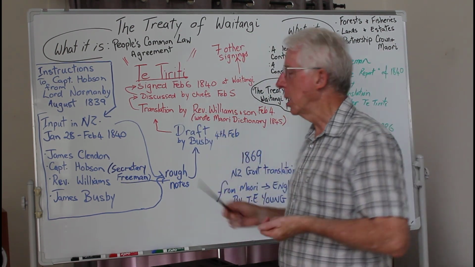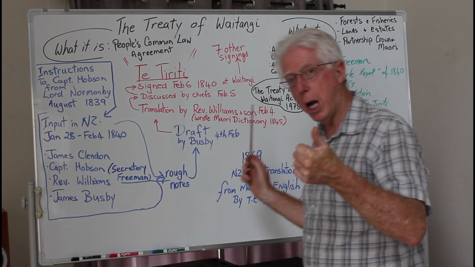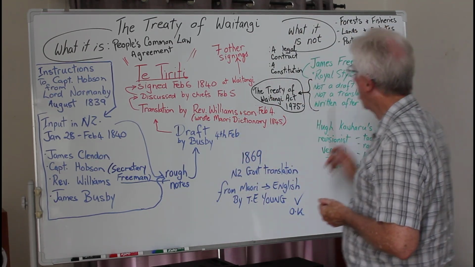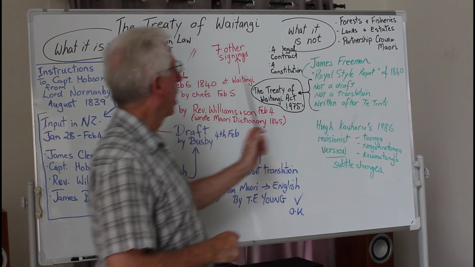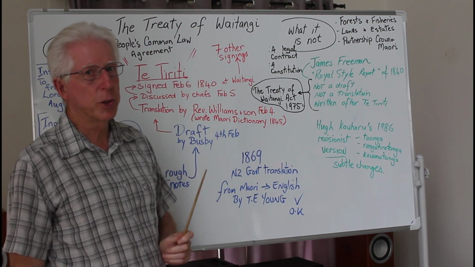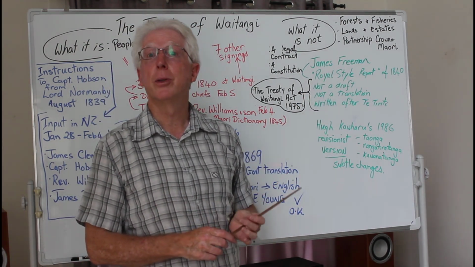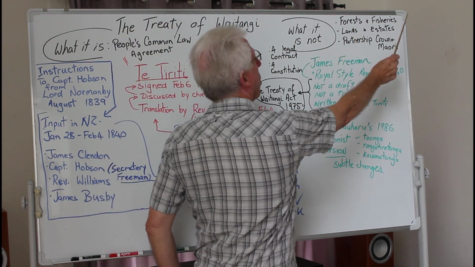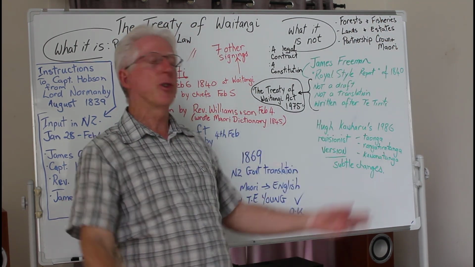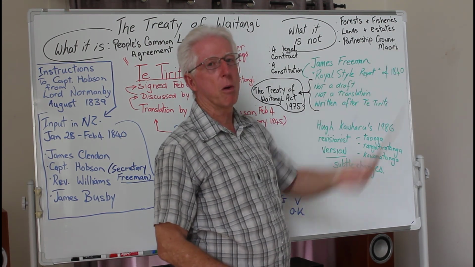However, he had a go at it, and his royal style report was not a draft, not a translation, and it was written after Te Tiriti. So you can see it's not the treaty. However, what is fascinating about this is Freeman, in his flourish, added in words like forests and fisheries, lands and estates, and he hinted that there was a partnership between Crown and Maori.